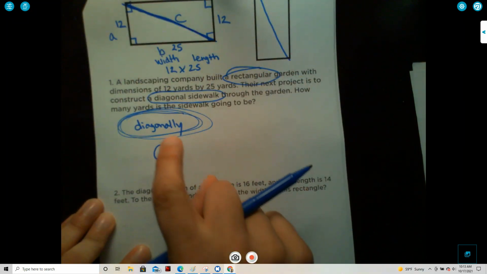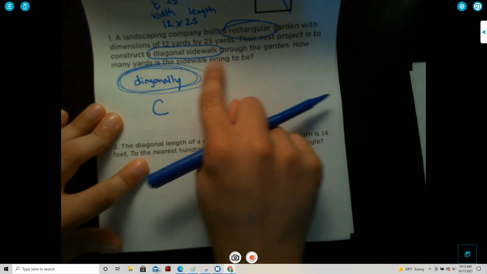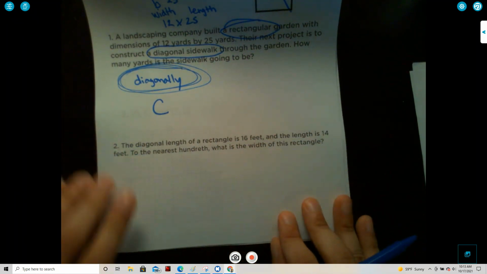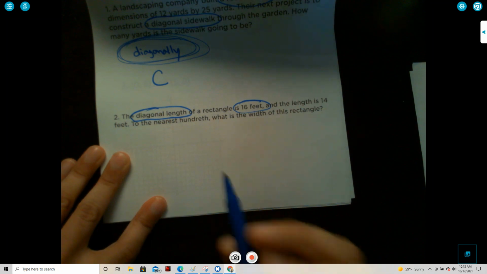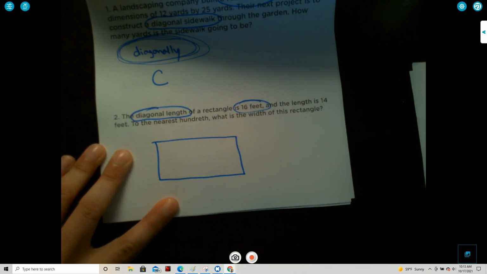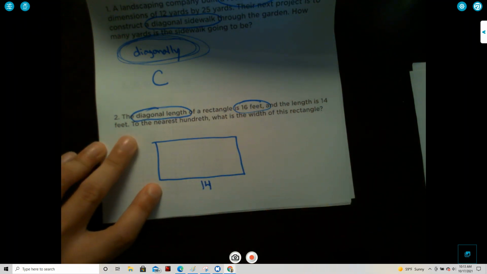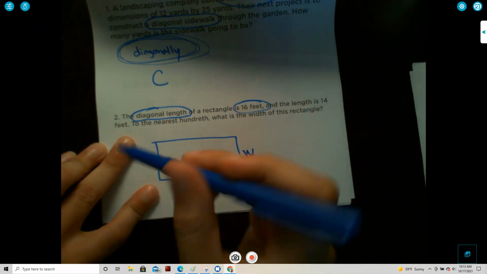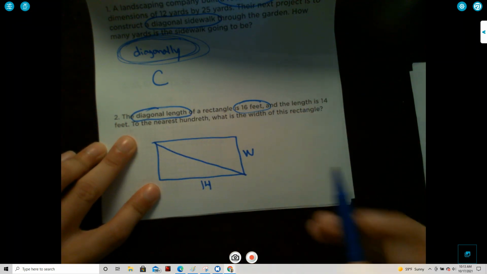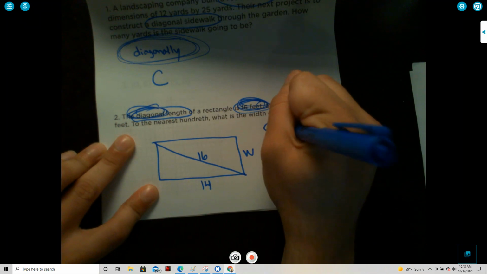So I just want to go over that concept. Just remember that diagonally means you're looking for the C variable. Or if a number is already associated with the word diagonally, then you're given your C variable. Like in this one, the diagonal length is 16 feet. They're telling us just rectangle. Okay, so the length is 14, length is the longest part, and then it's asking what the width is. So width, we're going to put width, and the diagonal length, we're talking about the inside of the rectangle, is 16. So the word diagonal is associated with 16. So that means C equals 16.